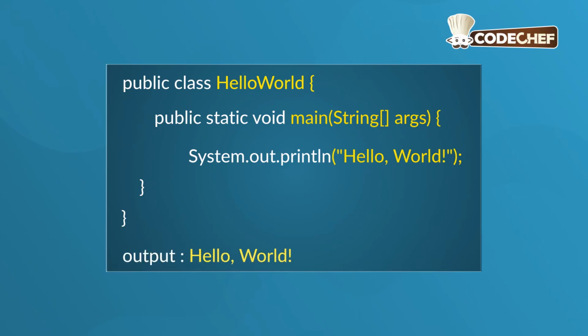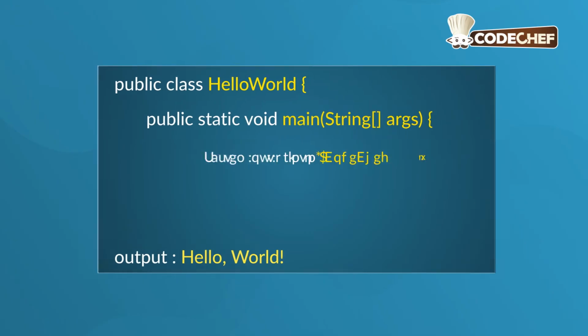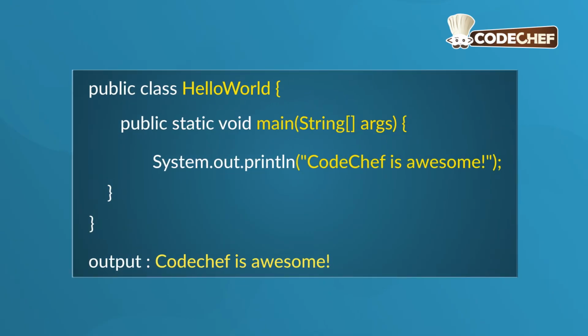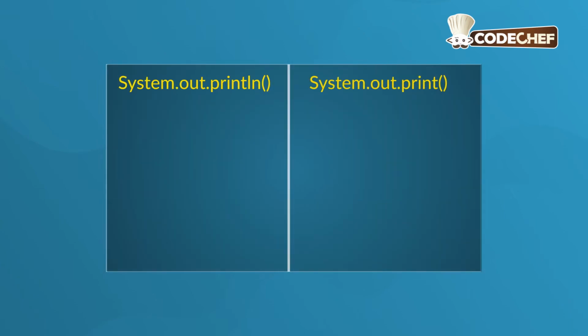You can print your own message too. Just change the text inside the parentheses, like "CodeChef is awesome". System.out.println prints the text and moves to a new line. If you want to print without a new line, use System.out.print.